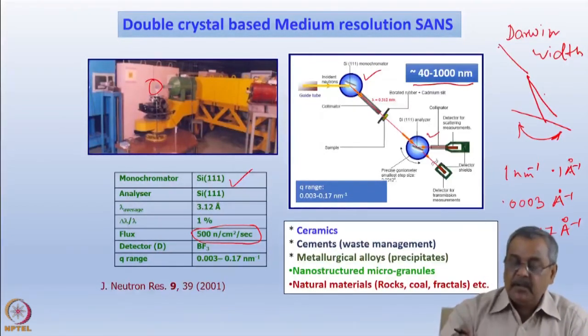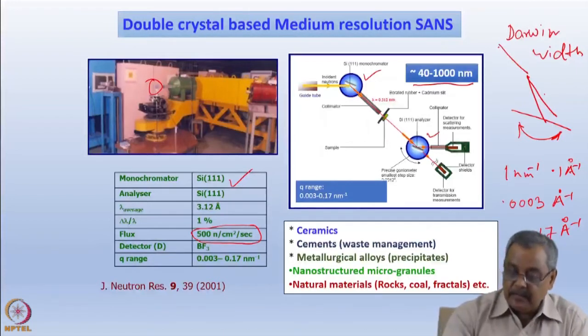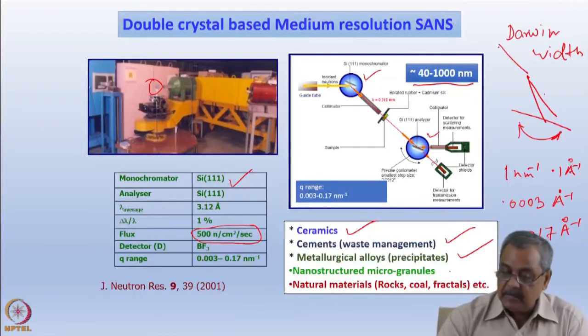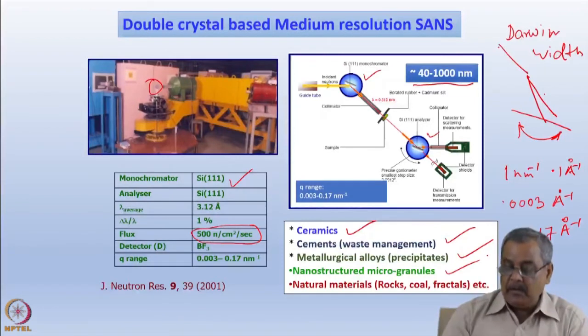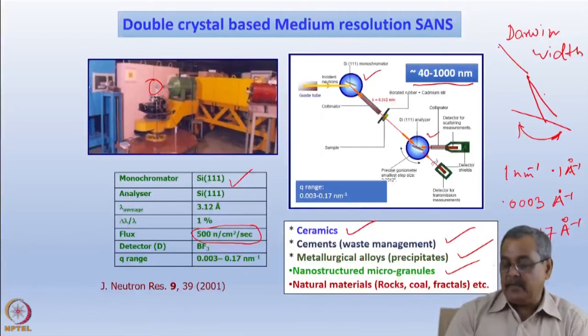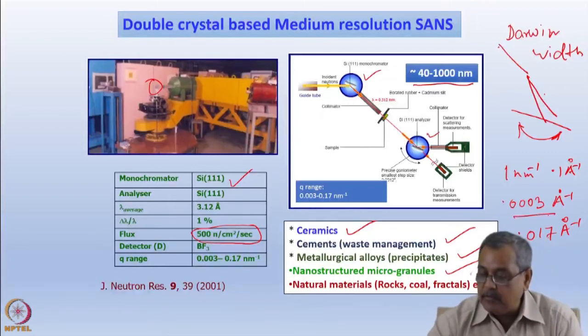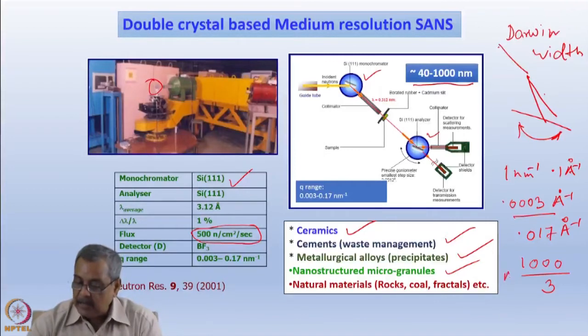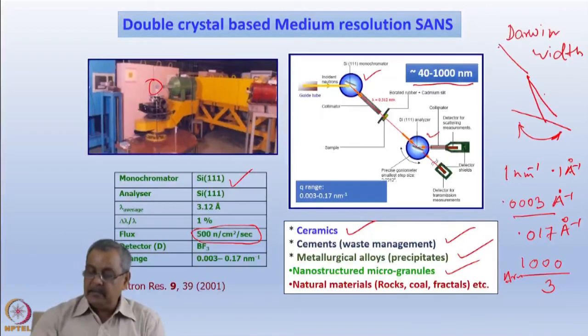This instrument has been used for studying ceramics, cements, pores in cements, metallurgical alloys, and microgranules. I'll take an example from the microgranules. Being in a lower Q range, it can see larger sizes. If I consider 1 by 0.003, it becomes 1000 divided by 3. That is the delta R resolution as per the uncertainty principle. So you can see very large objects using this machine.